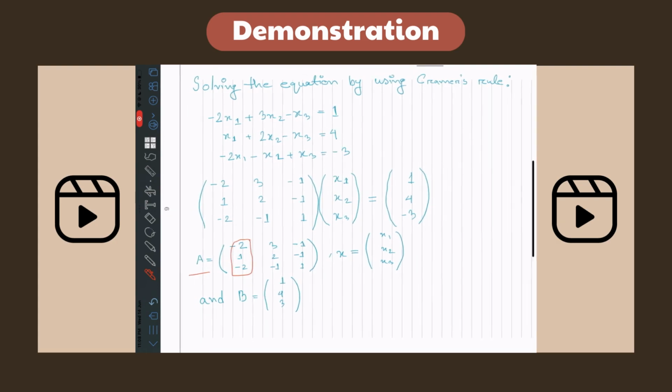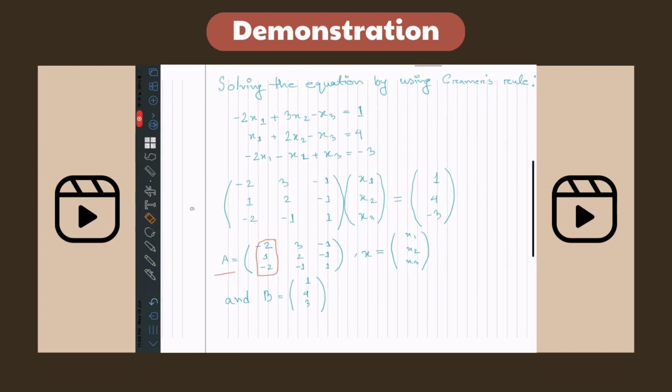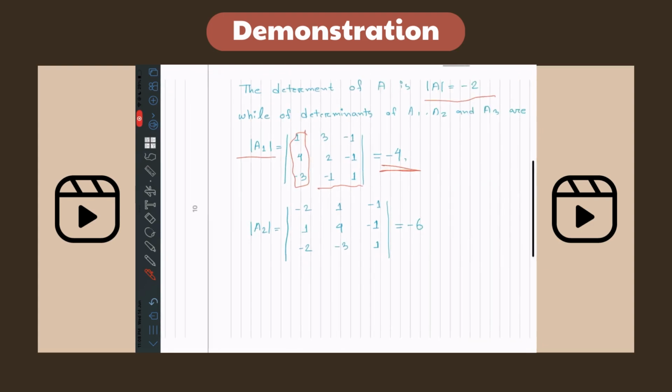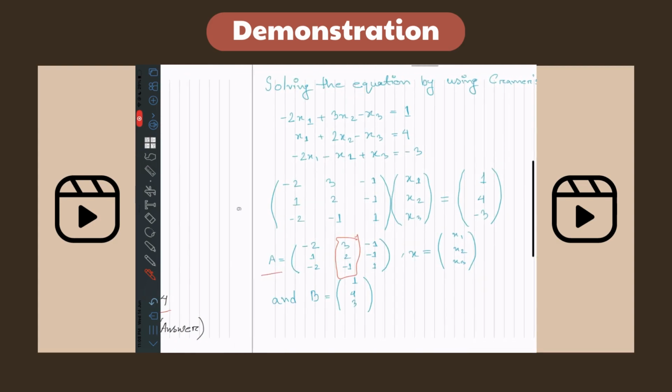In the same process, we can achieve the A2 matrix, which would be by substituting the second column of the A matrix with the constant matrix B, which would be 3, 2, and negative 1 substituted by 1, 4, and negative 3, and we will find the determinant then of A2 matrix, which would be equal to 6, negative 6.